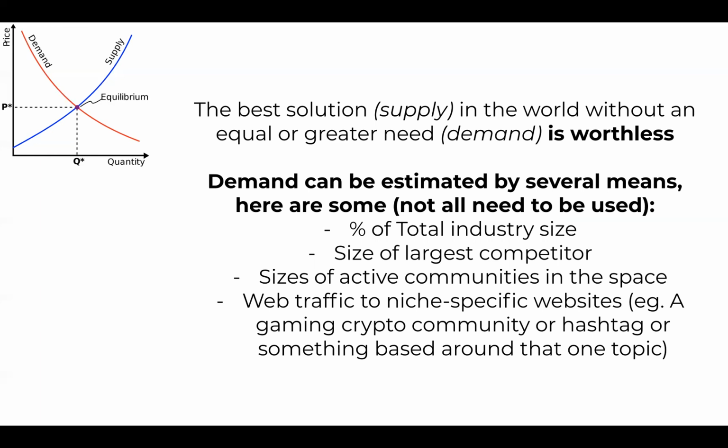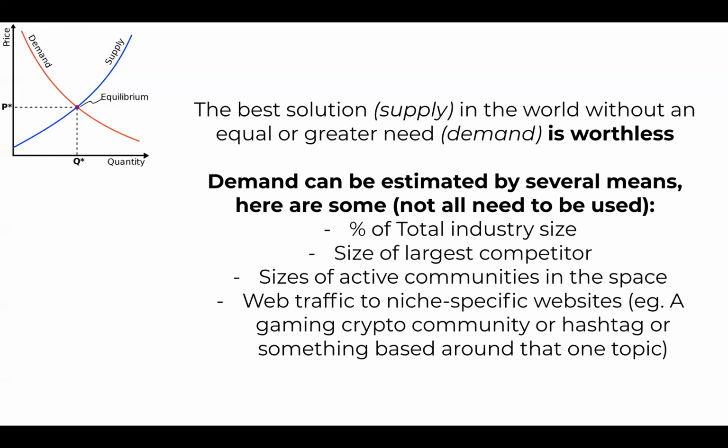Percentage of total industry size. These numbers can be easily taken from a lot of statistics websites and various other places. The size of the largest competitor, for example, if you were Solana back in the day, then you could look at the market cap of Ethereum and say, okay, that is proof that we have a particular size of the market that we could potentially occupy as well. And so that gives a company, or gives us, an estimation about what could potentially be possible.